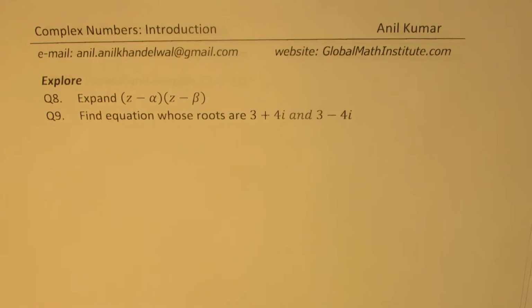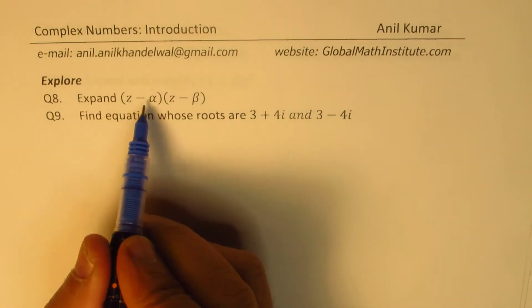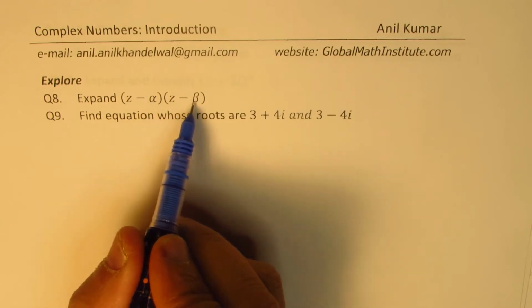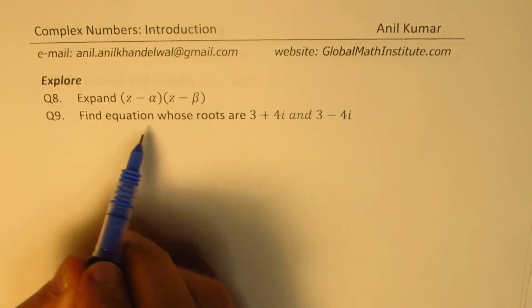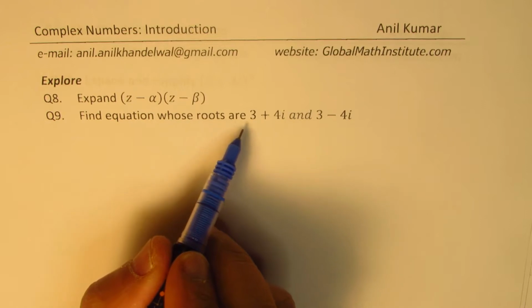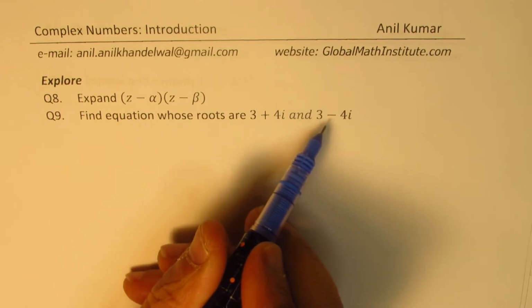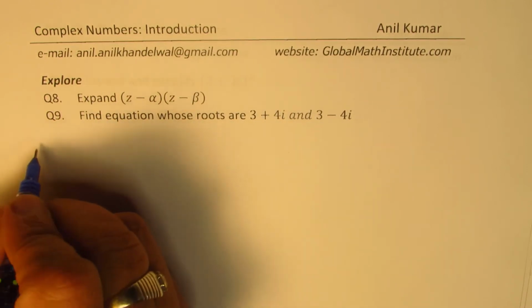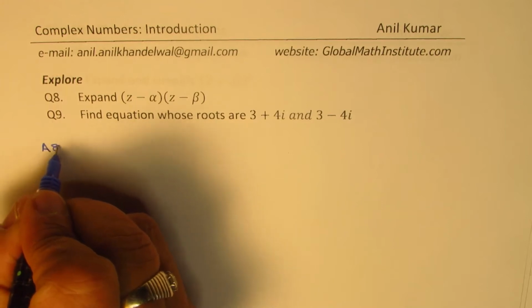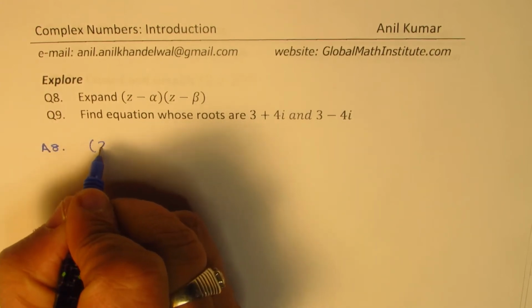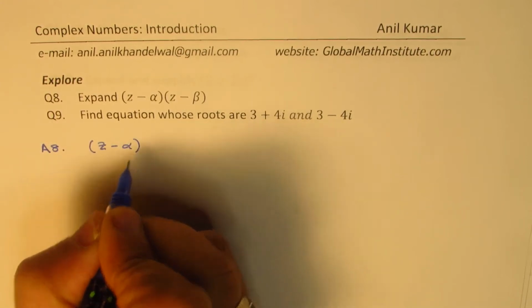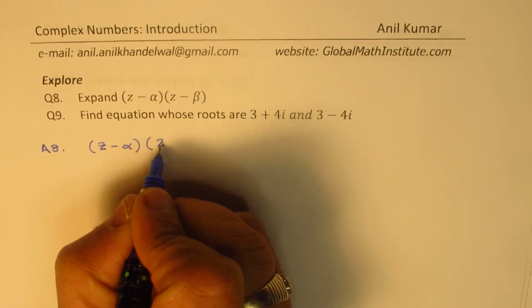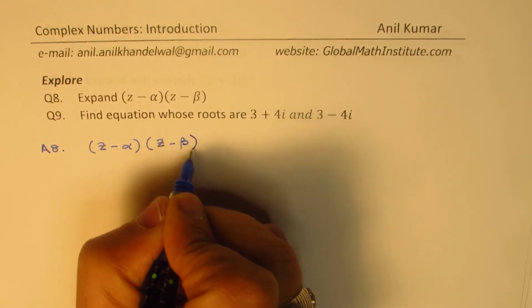Question number 8 is: expand (z minus alpha) times (z minus beta), and 9 is: find the equation whose roots are 3 plus 4i and 3 minus 4i. So let's answer question number 8 first. Expand (z minus alpha) times (z minus beta).